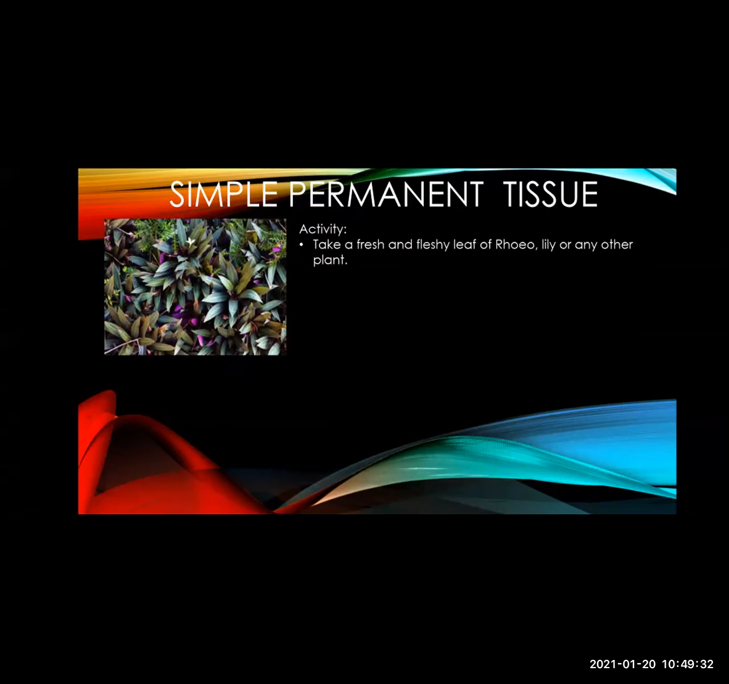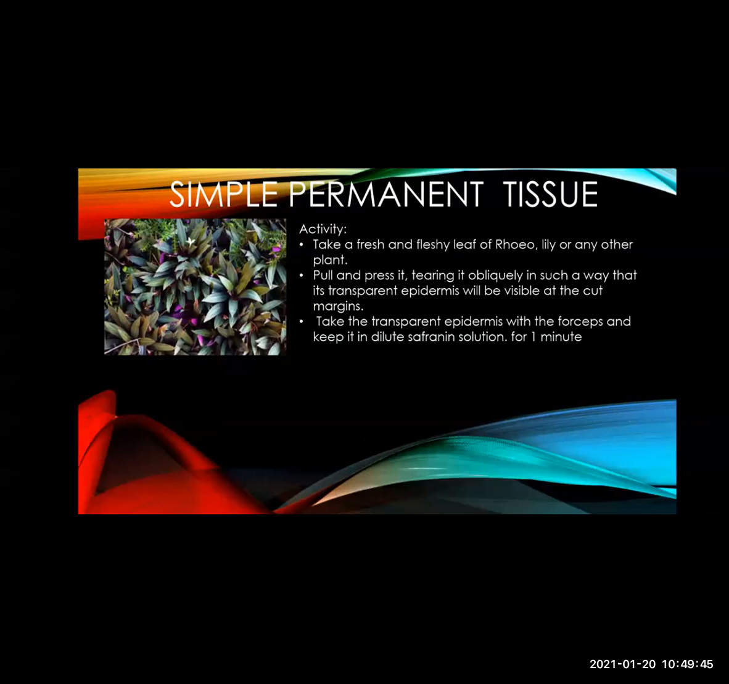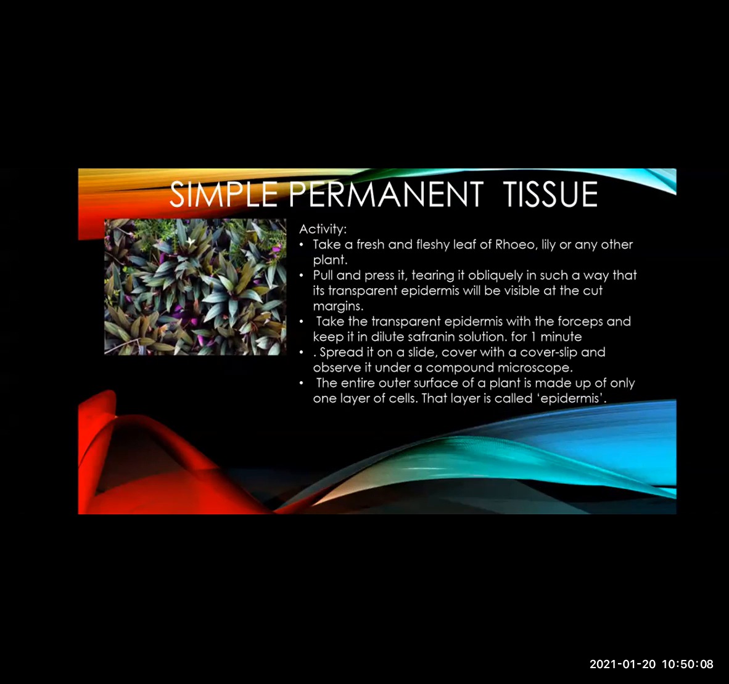You have to take a fresh leaf of Rohio or lily or any other plant. Then peel a very transparent section of this. Cut it into small pieces and put it into the dilute safranin solution for about 1 minute, and then with the help of forceps, spread that piece on the slide. Put a drop of glycerin and a cover slip on it, and then observe it under the microscope.